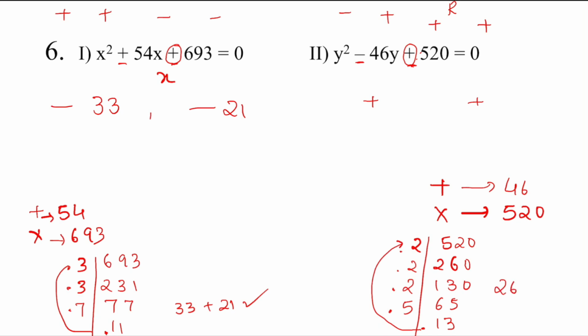26. Next, 2 2s are 4, 4 5s are 20. Yes, 26 plus 20 will give us 46. So roots are 26 and 20. Therefore write 26 here and 20 here.